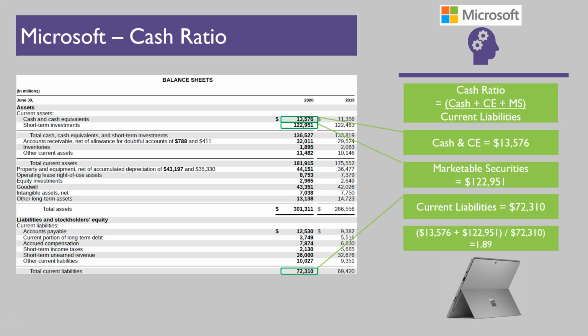Overall, when we compare Microsoft to Apple, we can see that Microsoft has a much healthier cash ratio than Apple. Stepping back and focusing on the big picture, on this basis, Microsoft would have an advantage in terms of its cash ratio as compared to what we saw in Apple in the earlier slide.